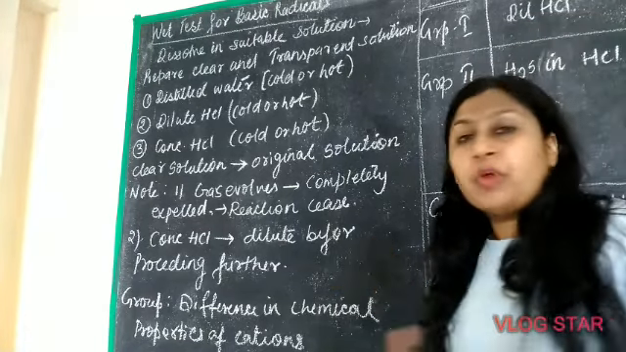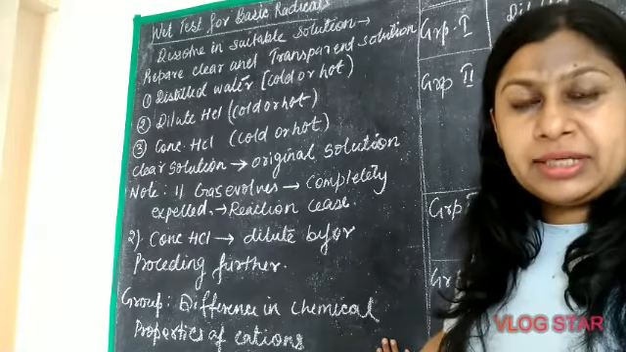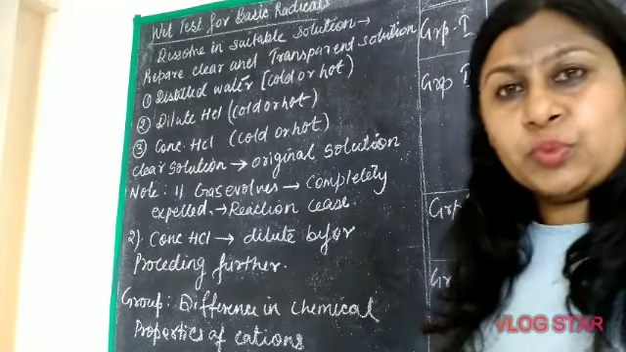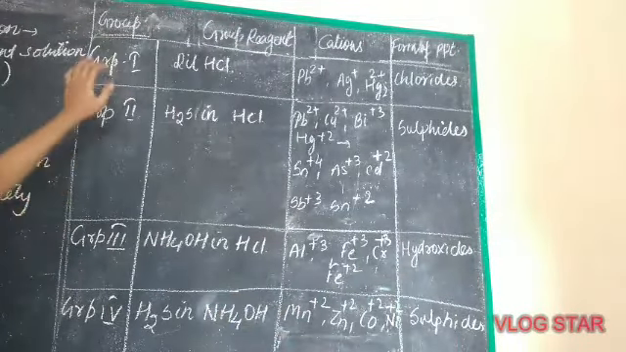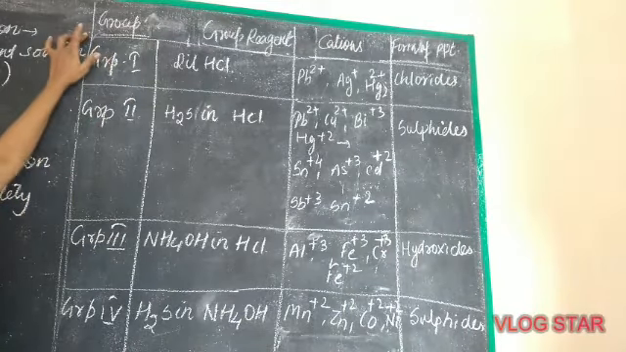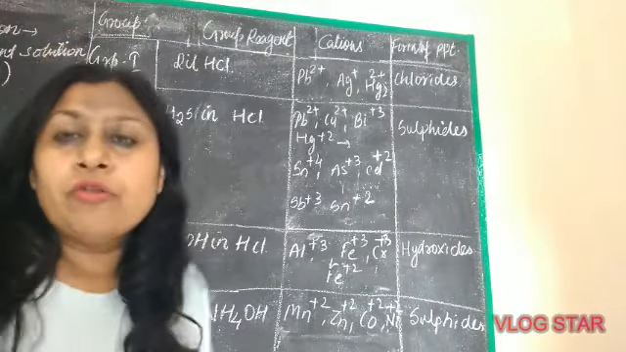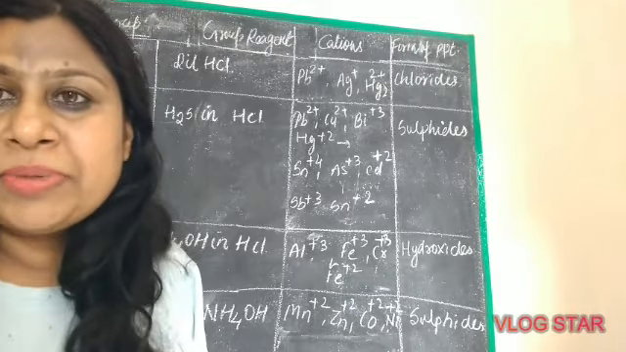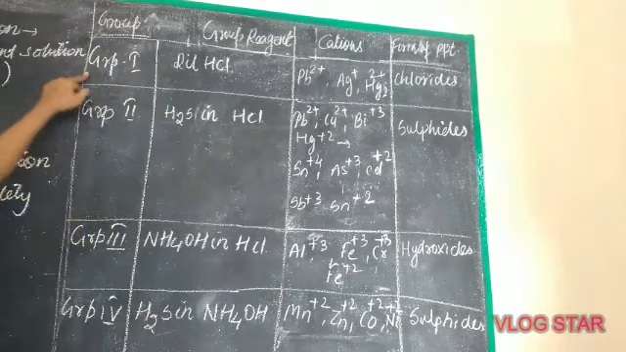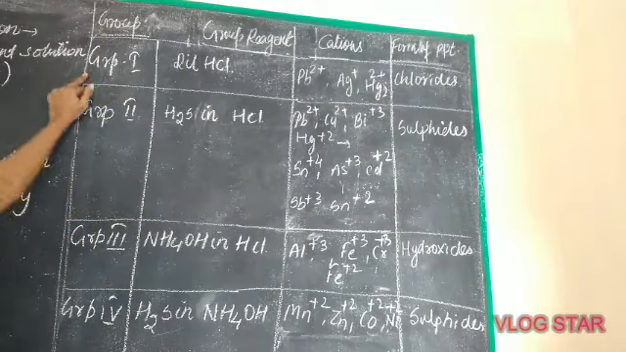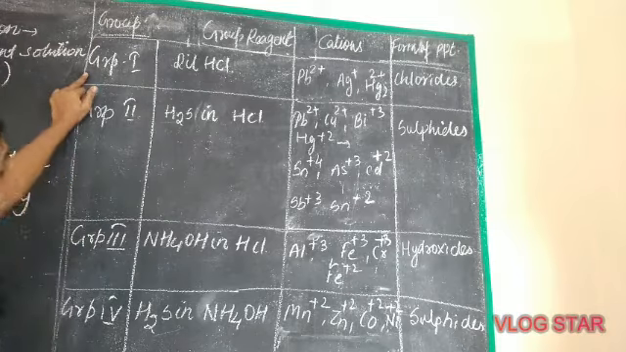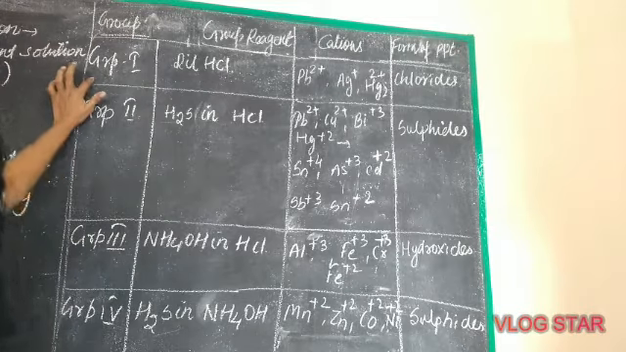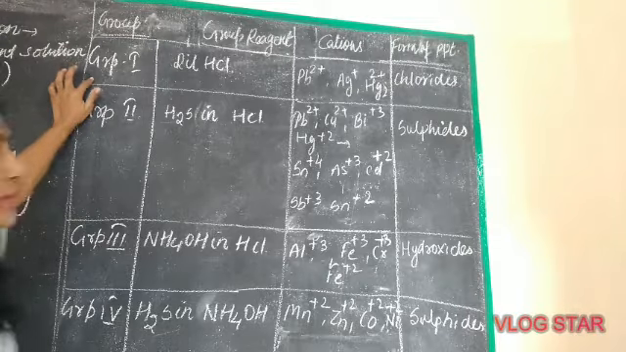Children, now on the basis of different chemical properties of cation, they are grouped in various groups. Now if you see the chart here, it is group reagent, cations, and form of PPT, that is, in which form these cations precipitate. See group 1, the group reagent is dilute HCl, the cations are Pb2+, Ag+, Hg2 2+, and this group cations precipitate in form of chlorides.